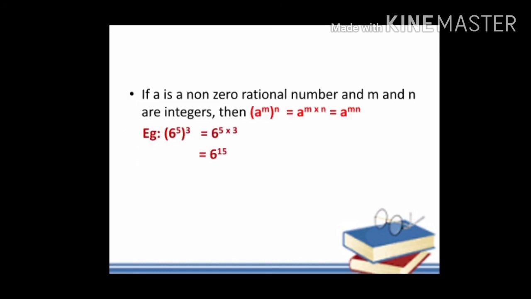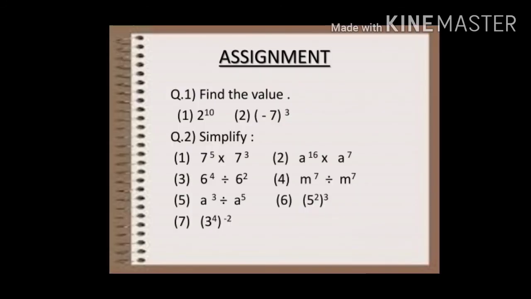Let us understand one more important rule of indices. If a is a non-zero rational number and m and n are integers, then a raised to m the whole raised to n is equal to a raised to m multiplied by n, which is equal to a raised to mn. Example, 6 raised to 5 the whole raised to 3 is equal to 6 raised to 5 into 3, which is equal to 6 raised to 15. Students, solve the given assignment.